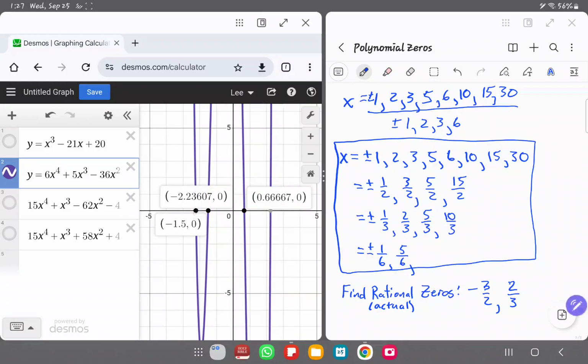These other ones here, right? This -2.3607, that is not going to be on the list. So 1/6 and 5/6, those aren't going to match. All the other fractions, those aren't going to match. So this one is what we would call a zero, but it's not a rational zero, right? This is going to be something that involves a root, right? So it's a real zero, but not a rational zero.